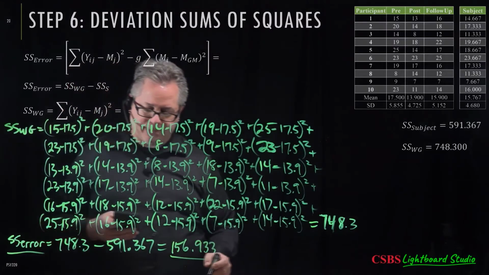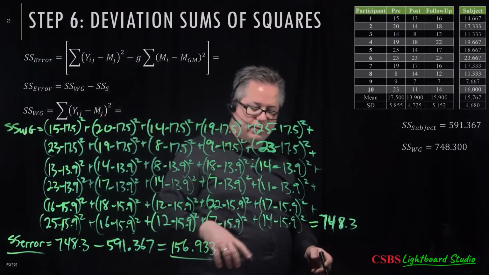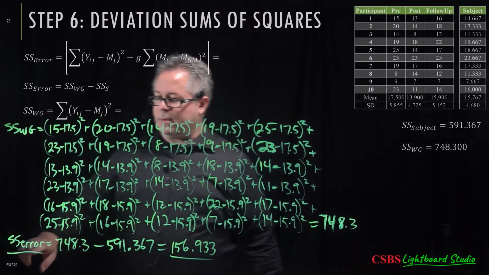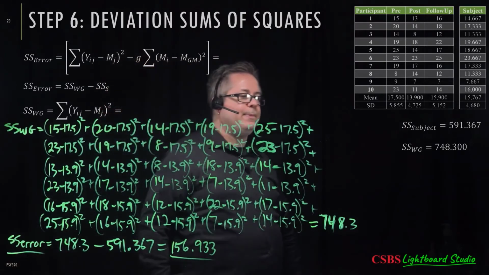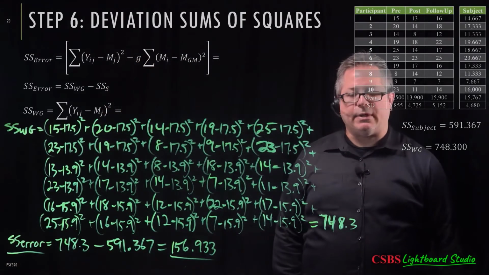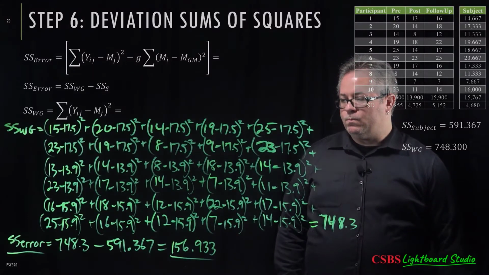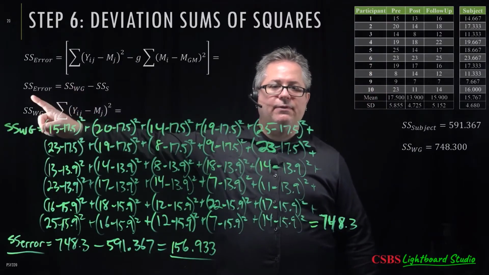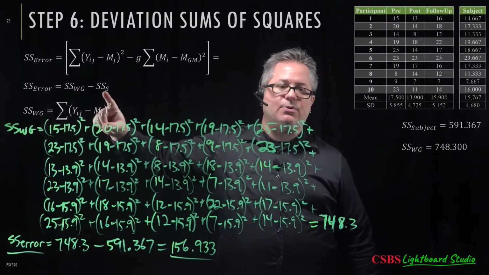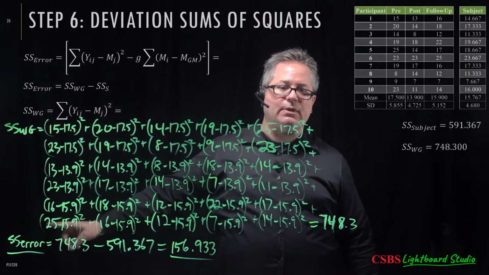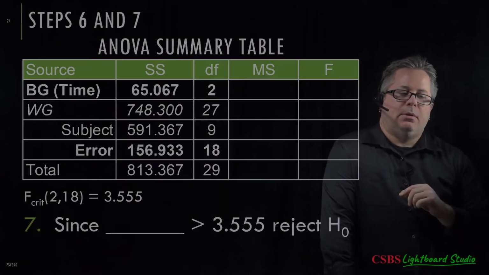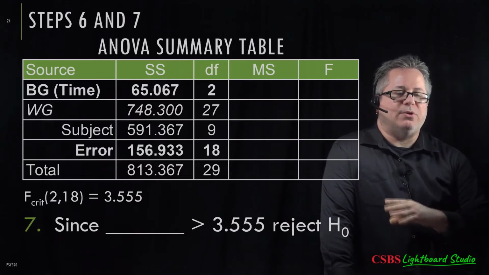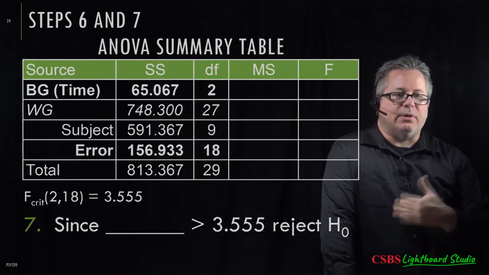156.933. That's the number that we're looking for, our random error term that we're going to turn into a mean square and use in our F when we go to calculate it. So that's the sum of squares for error, which requires finding the sum of squares within groups, subtracting the sum of squares for subject that we just found in order to get the error isolated alone.